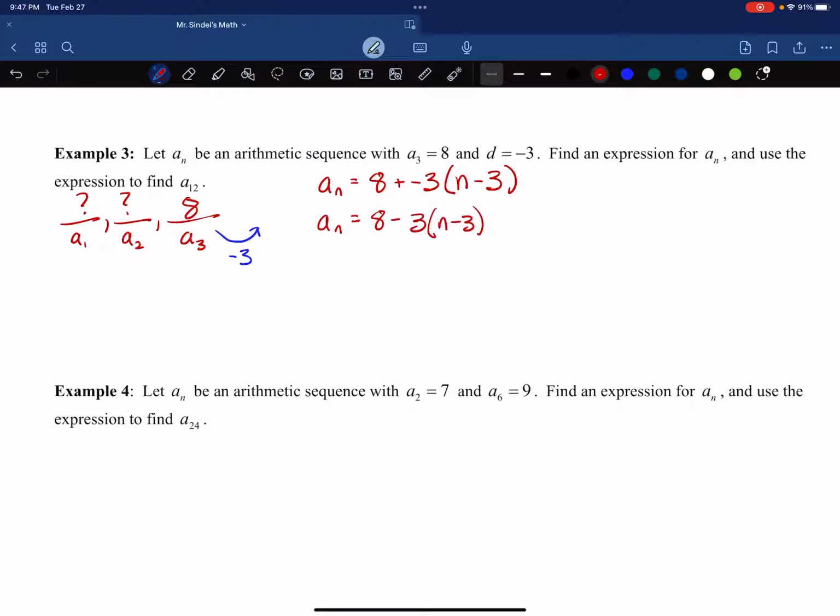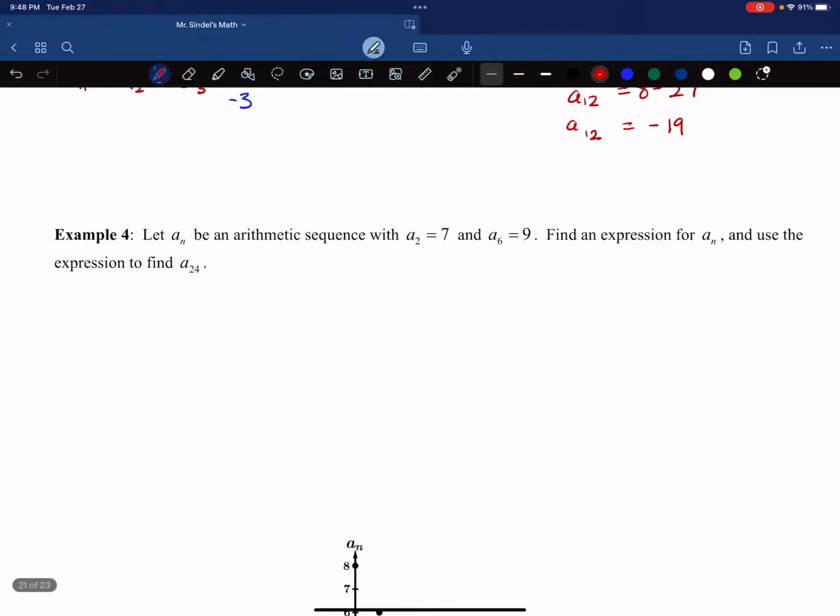All right, and now we're going to use that to find the 12th term. So I'm going to say a sub 12 is going to be equal to, I'm going to rewrite that formula, 8 minus 3 times, not n anymore, but 12 minus 3. What's that going to be? It's going to be 8 minus 3 times 9, which is 8 minus 27, which is negative 19. So I can say that a sub 12, or the 12th term here, is negative 19.